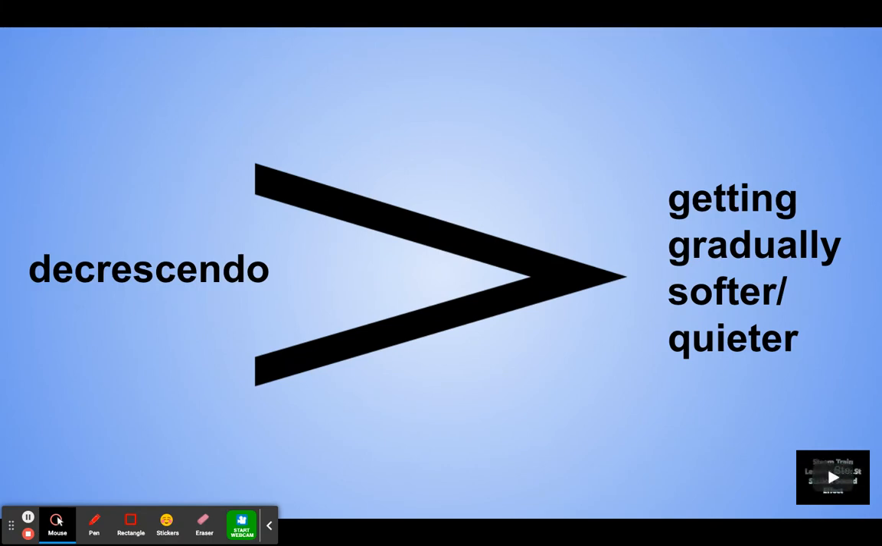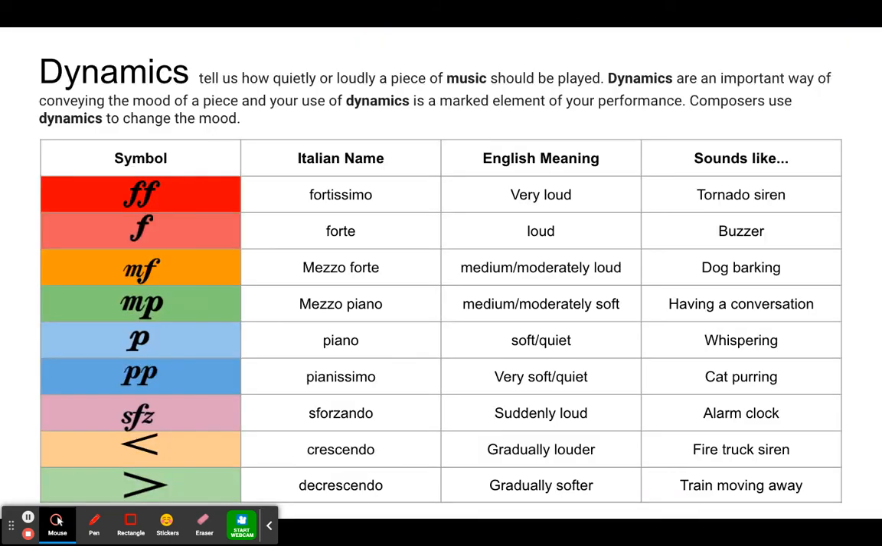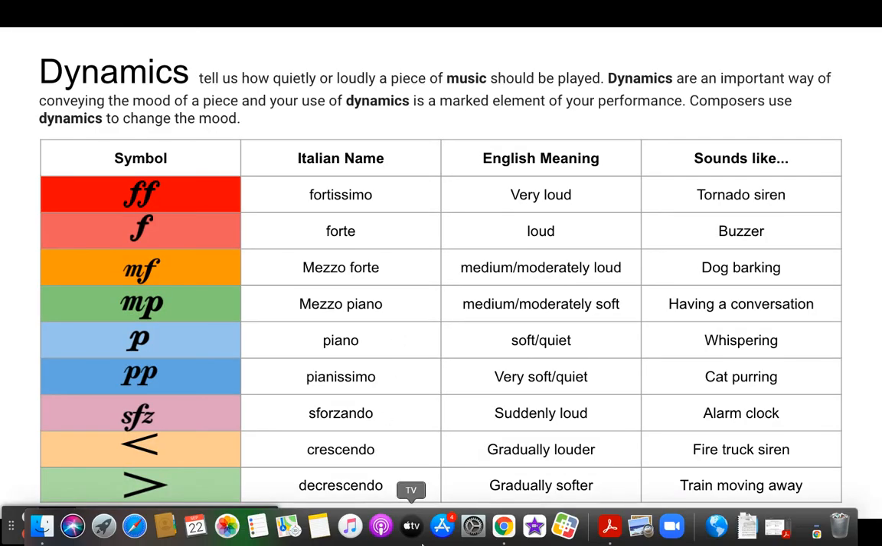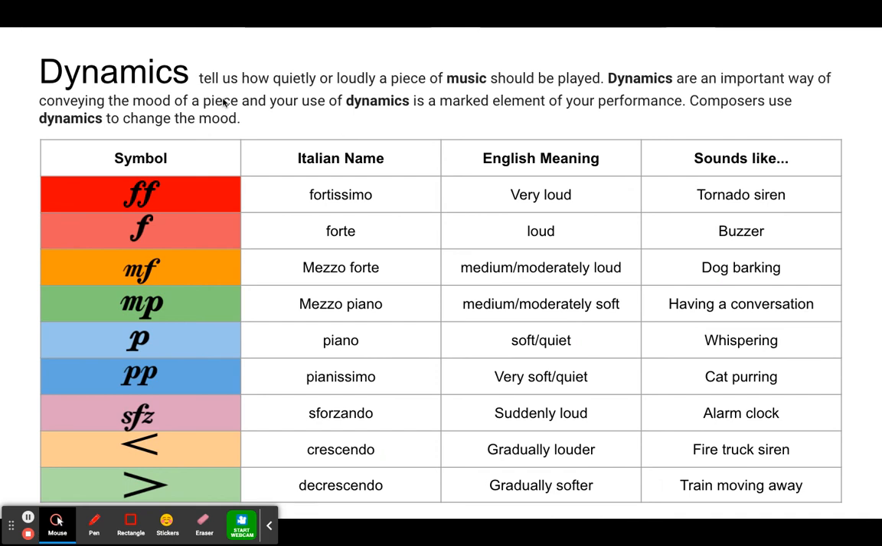Okay? All right, so let's go over. Here's our brief review of all of the dynamic symbols we just talked about. Remember, dynamics tell us how loud or soft we're going to sing, and they're important because they give life, emotion, and mood to a piece of music, okay? Here are all of our dynamics. Double F is fortissimo. It means very loud. An example is a tornado siren.